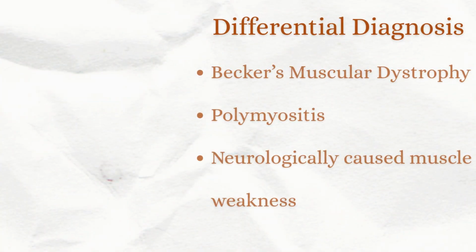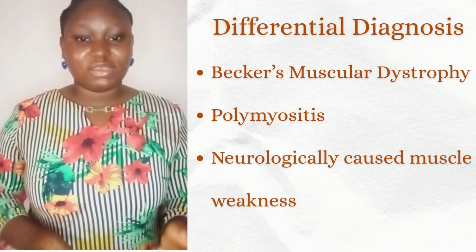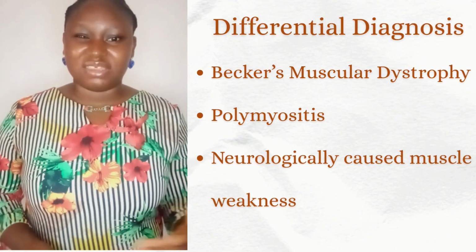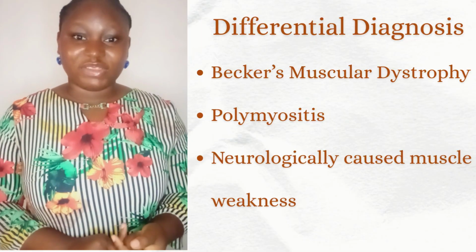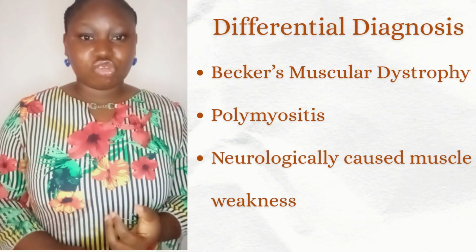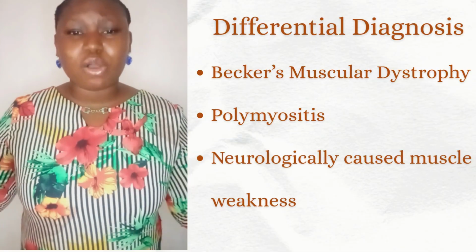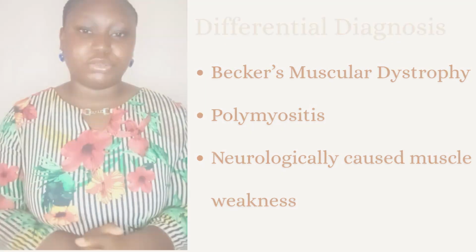And what is the differential diagnosis for DMD? There are a few differential diagnoses. First is the Becker's muscular dystrophy. This is also like the Duchenne muscular dystrophy, but then the age of onset differs and the progression as well differs. Also, polymyositis is another differential diagnosis. Any neurological condition that causes muscle weakness is also a differential diagnosis.